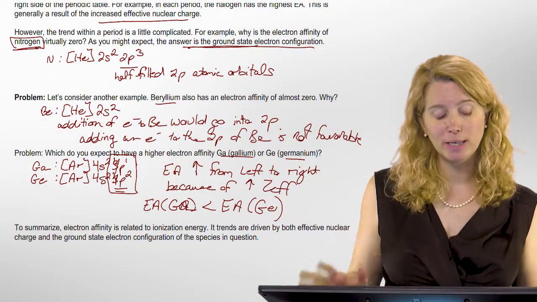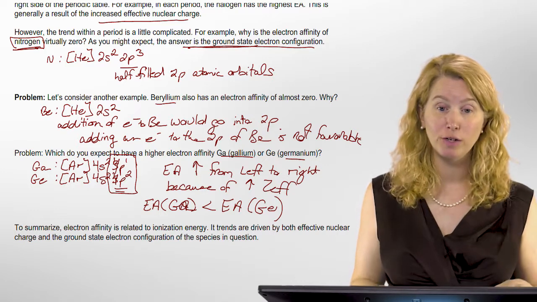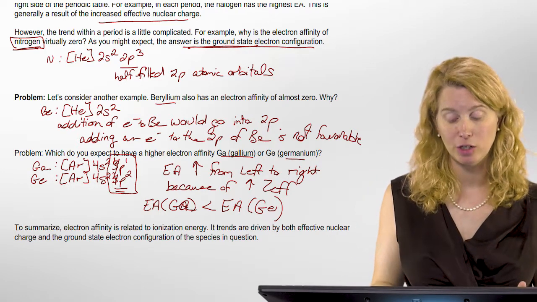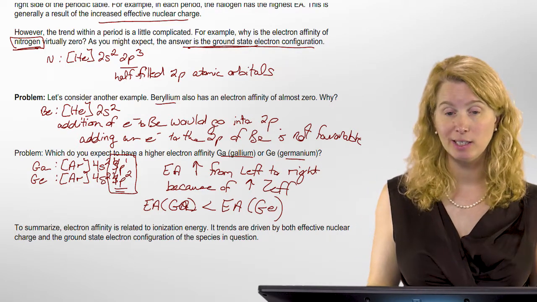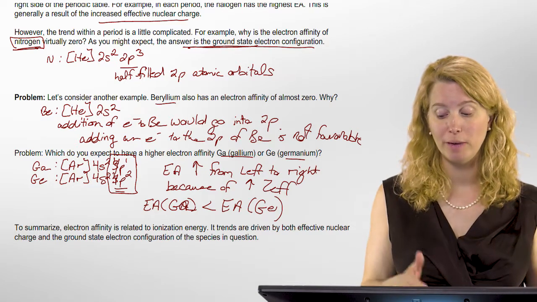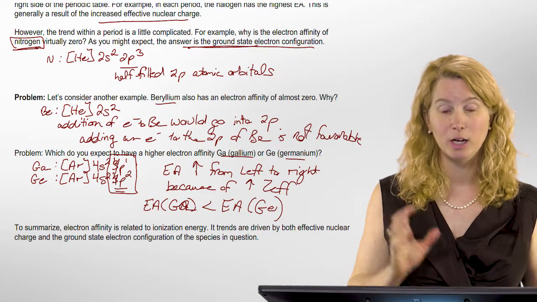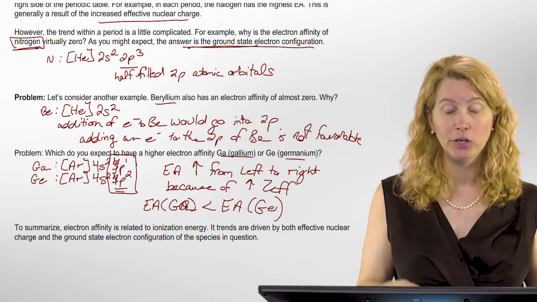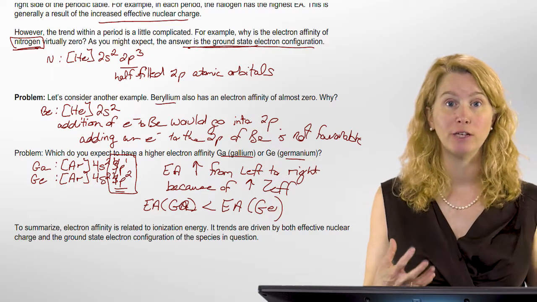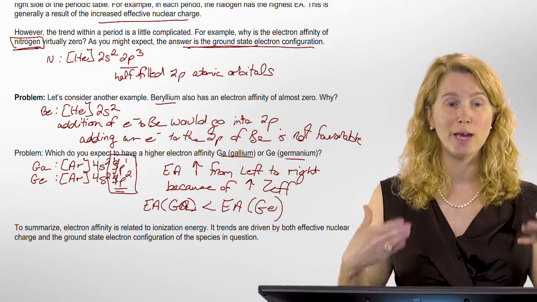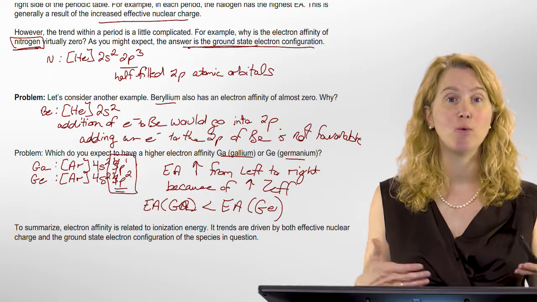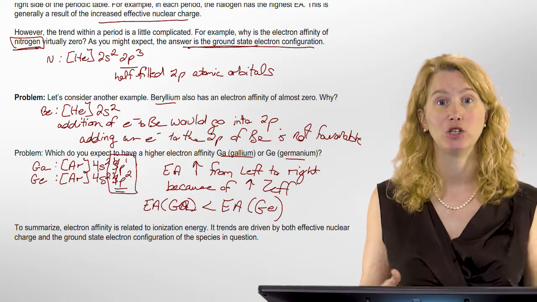So to just sum all of this up, electron affinity is closely related to ionization energy. Its trends, just like those of ionization energy, are driven by effective nuclear charge and ground state electron configuration. So when you're thinking about electron affinity, you want to make your predictions in the same way that you would for ionization energies.